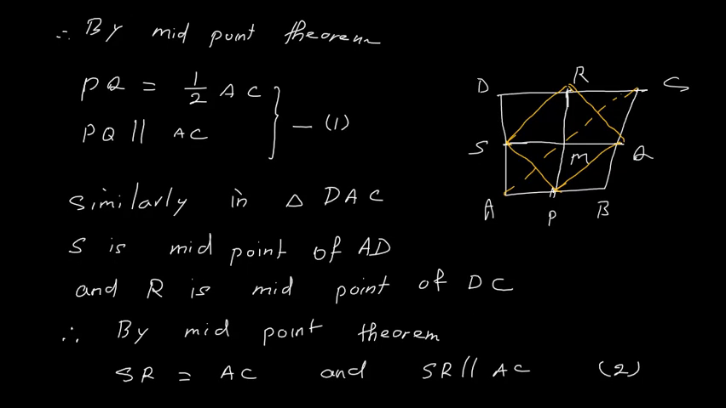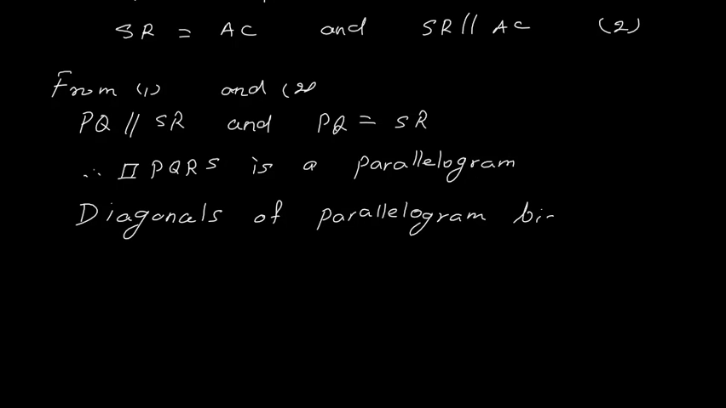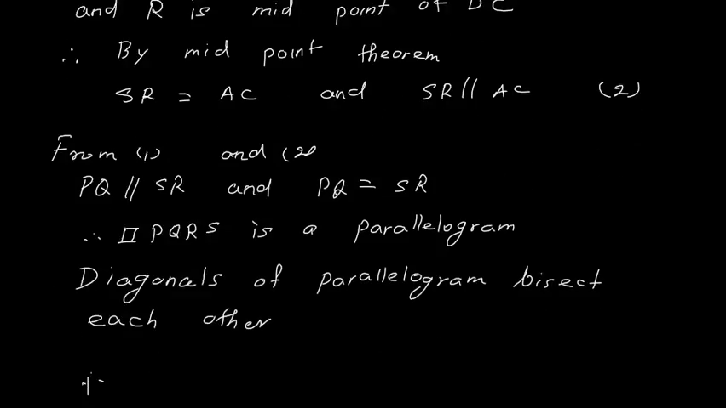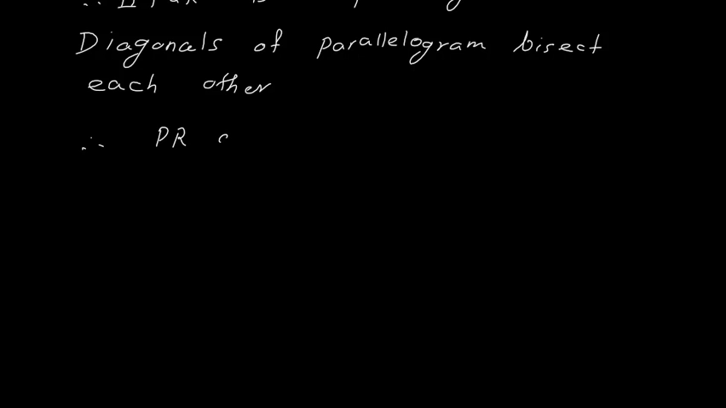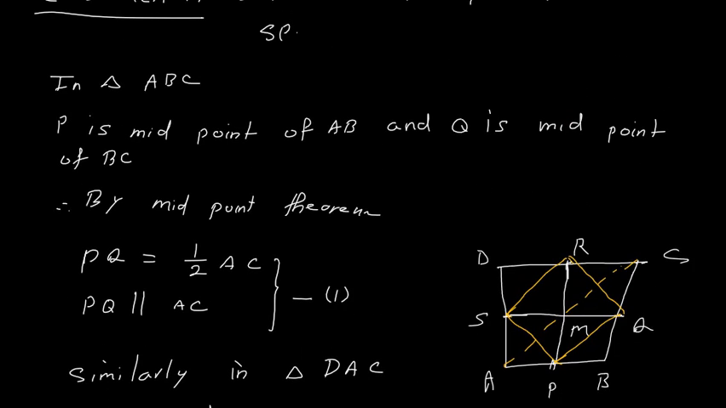Now PQRS is a parallelogram. Therefore, its diagonals bisect each other. Quadrilateral PQRS is a parallelogram. Now diagonals of a parallelogram bisect each other. Therefore, PR and SQ bisect each other. PR and SQ, they bisect each other, we have proved, right?